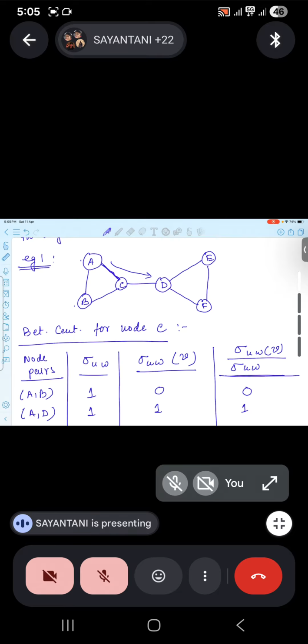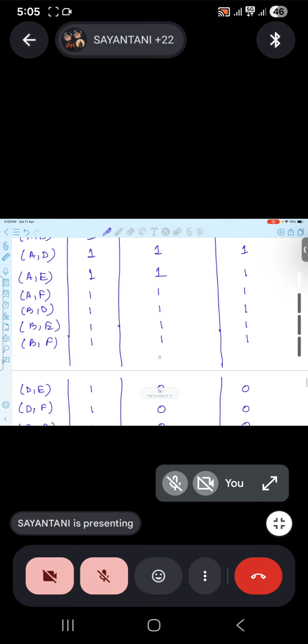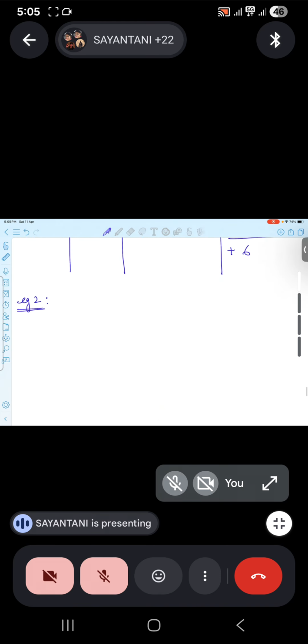Dijkstra's algorithm, the spanning tree algorithms, and Bellman-Ford's algorithm are the older ones, but they are equally applicable. Okay. Suppose I'm taking another example for this betweenness centrality. Let me draw this graph so that this problem becomes very clear to all of you.